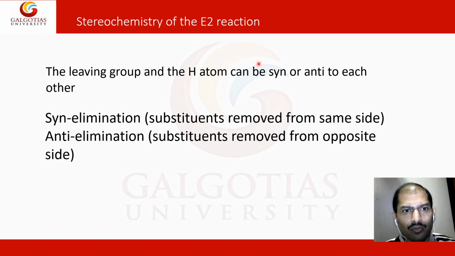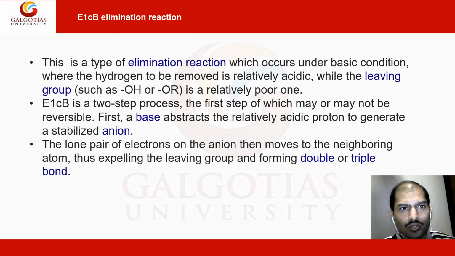So the leaving group and hydrogen atom can be syn or anti to each other. Now let us see another type of reaction, which is the E1cb reaction, also an elimination reaction. This type of elimination reaction occurs under basic condition, where the hydrogen to be removed is relatively acidic, while the leaving group, such as OH or OR, is a relatively poor one. It is also a two-step process, the first step of which may not be reversible.